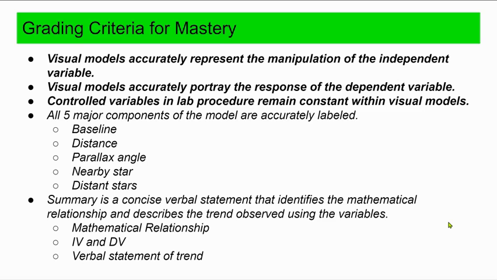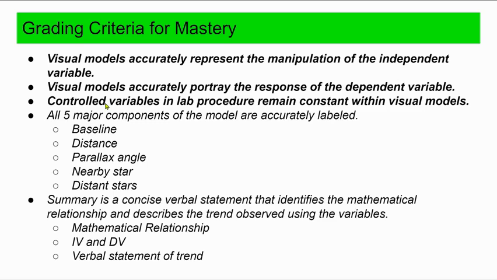So please note, in order to get proficient or a C on this performance assessment, the 3 bullets in bold must be done correctly. Your visual model must accurately represent the manipulation of the independent variable. The visual model must accurately portray the response of the dependent variable. And the controlled variables in the lab procedure must remain constant within the visual model.